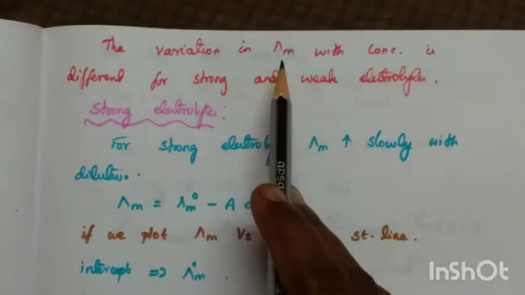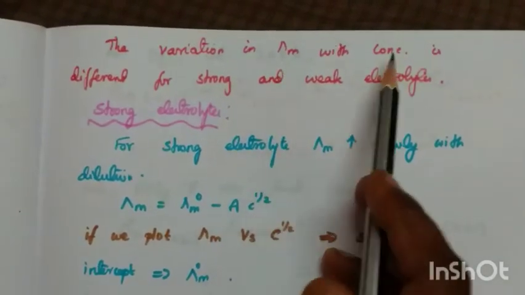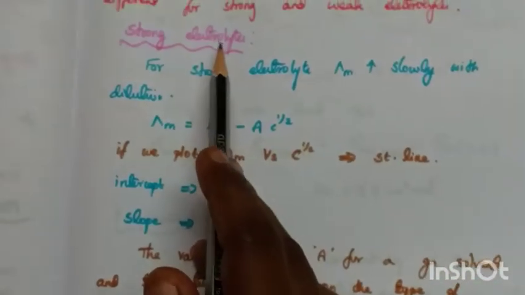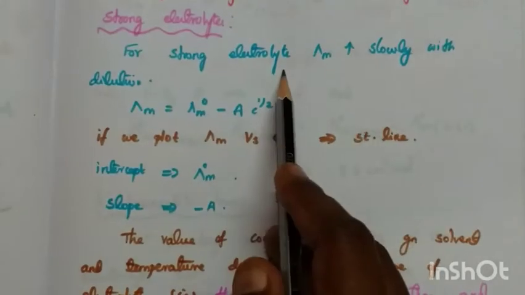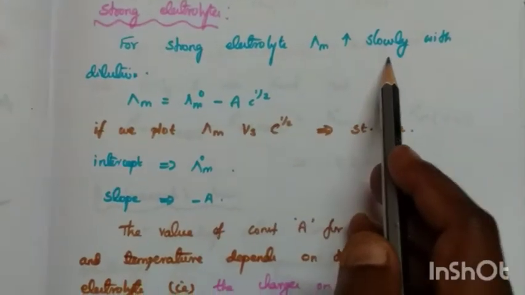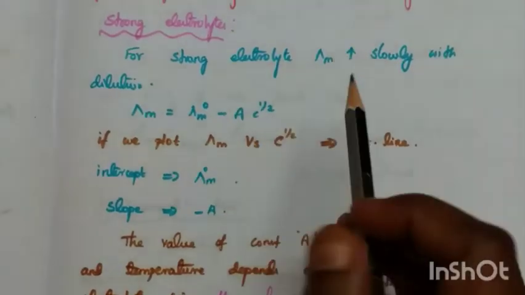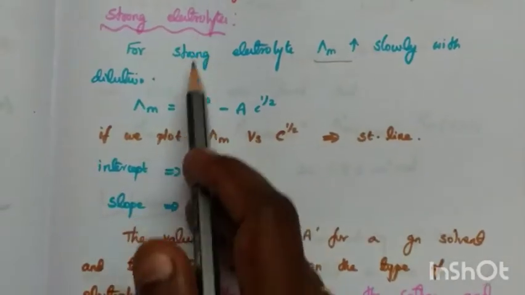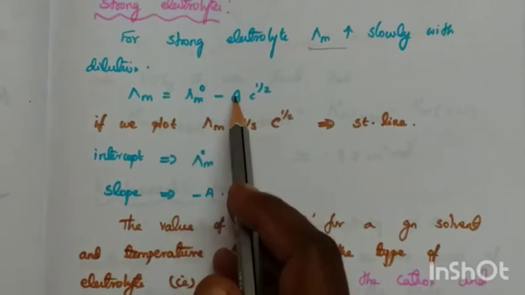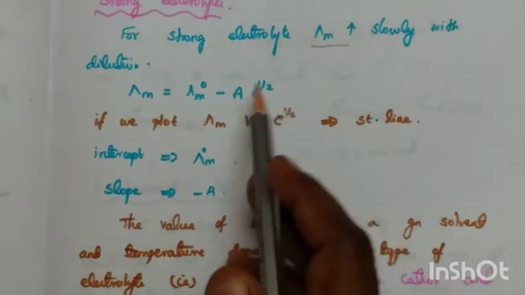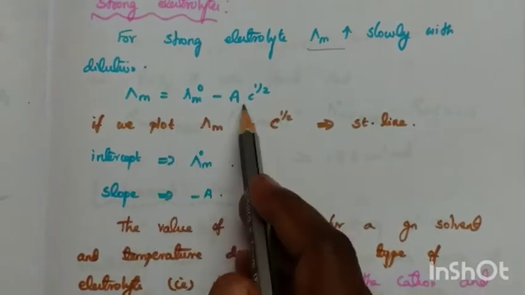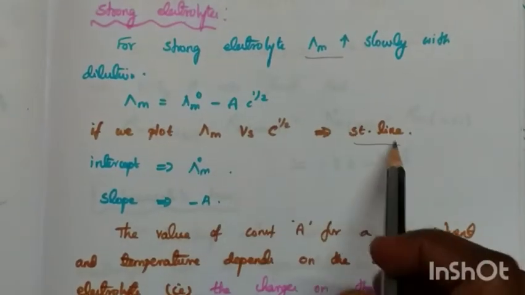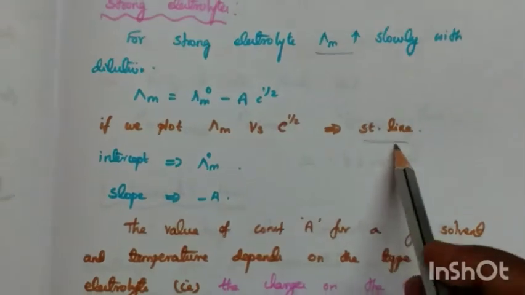That means the variation in molar conductivity with concentration is different for weak and strong electrolytes. First, we are going to see the strong electrolyte. For a strong electrolyte, lambda M increases slowly with dilution. Lambda M is equal to lambda M naught minus A C power 1 by 2. If we plot lambda M versus C power 1 by 2, we get a straight line. Strong electrolyte means straight line.